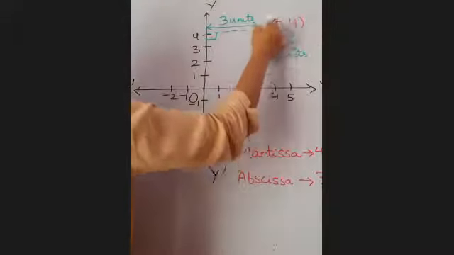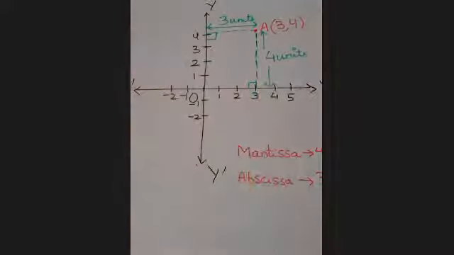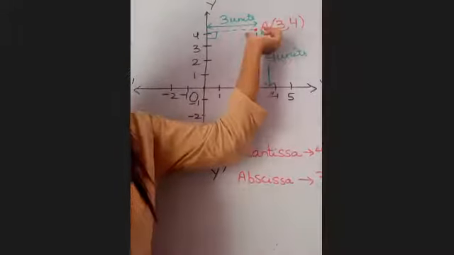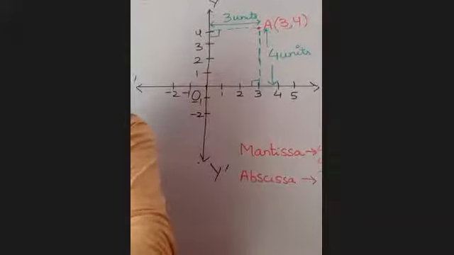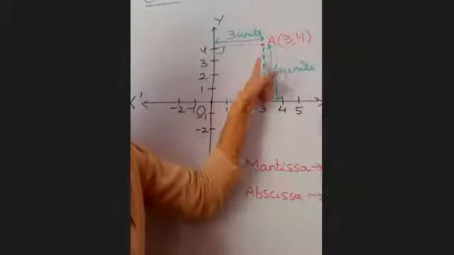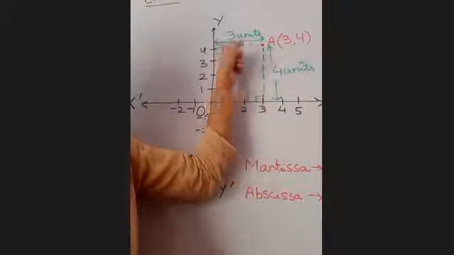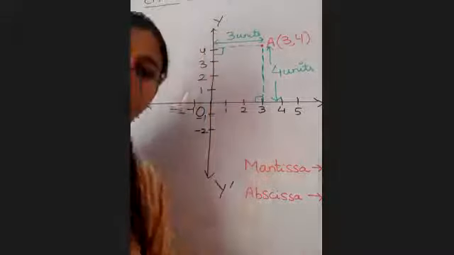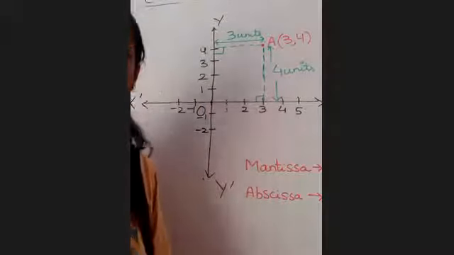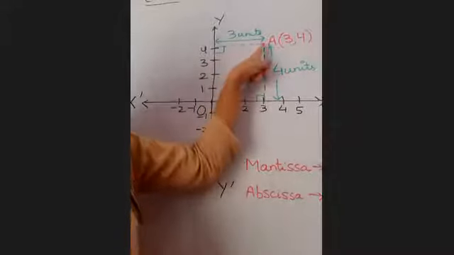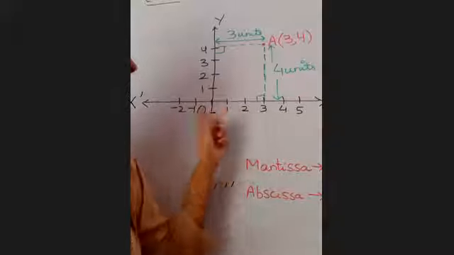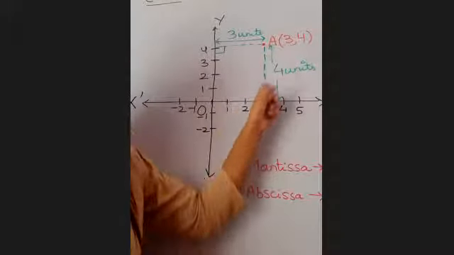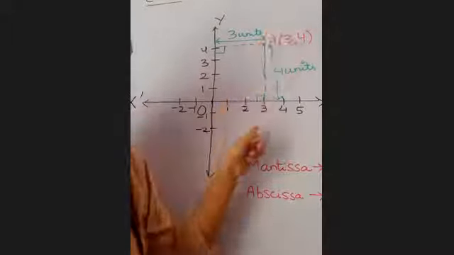Now see. Is this 3 units the distance of point A from the y-axis? Can we say like this, that this point A is 3 units away from the y-axis? Can we say like this, beta? Yes, ma'am. And point A, how far is this point A from the x-axis? 4 units.